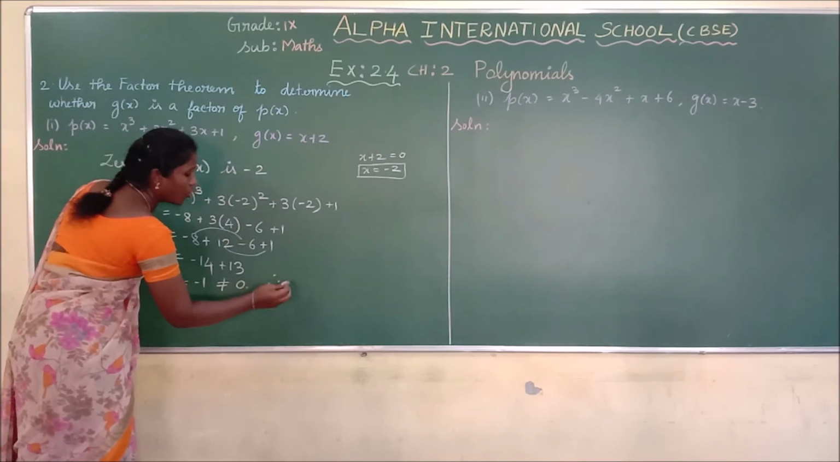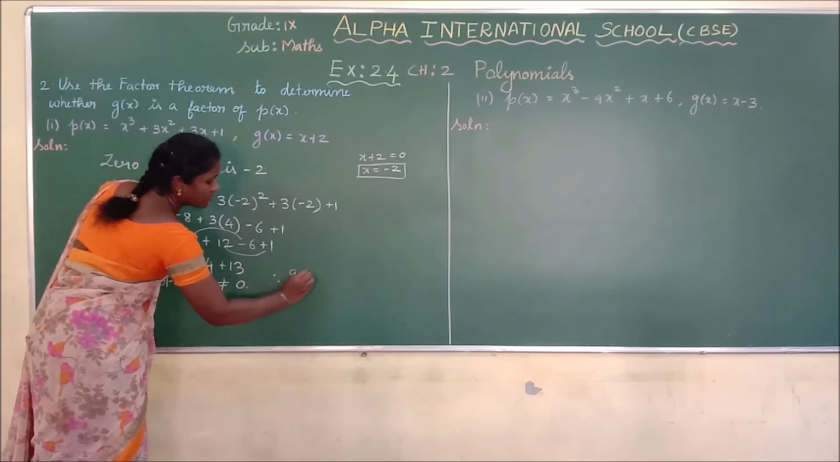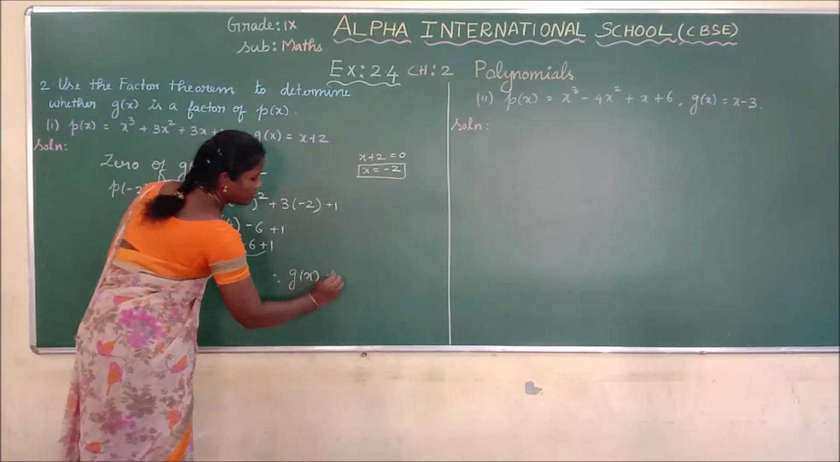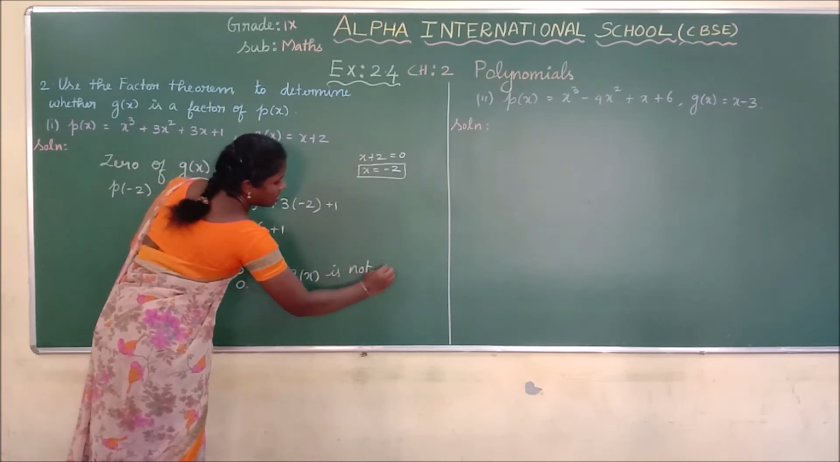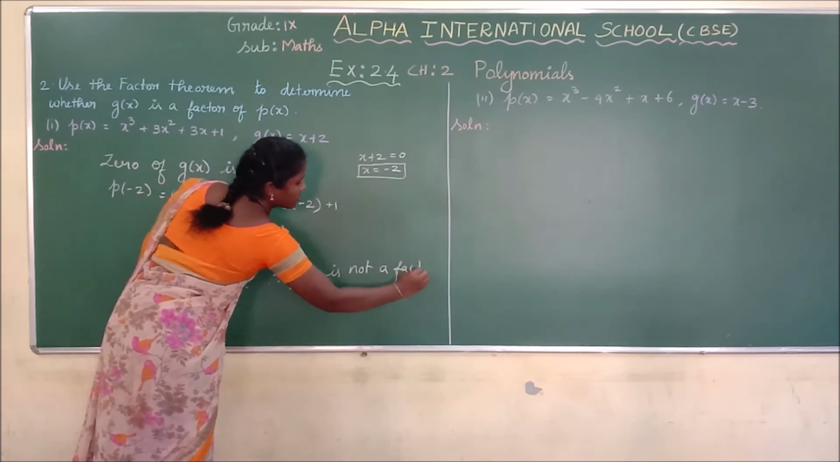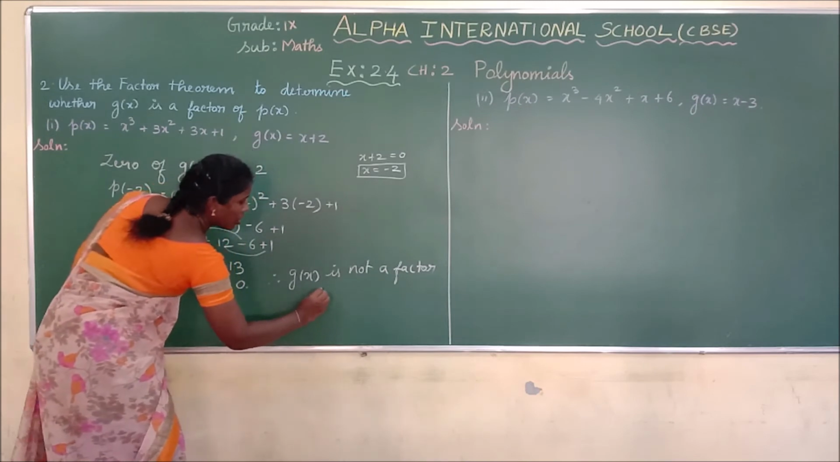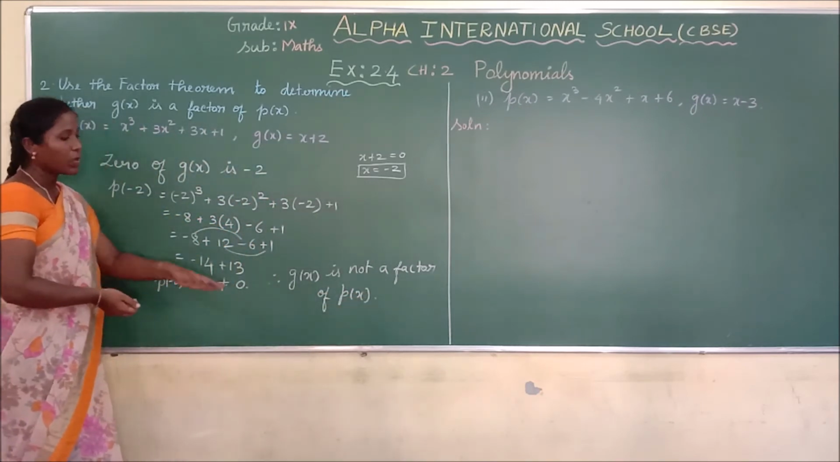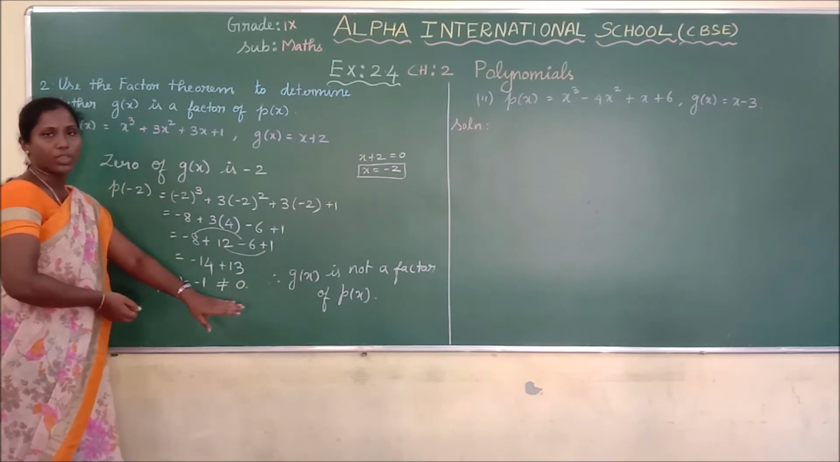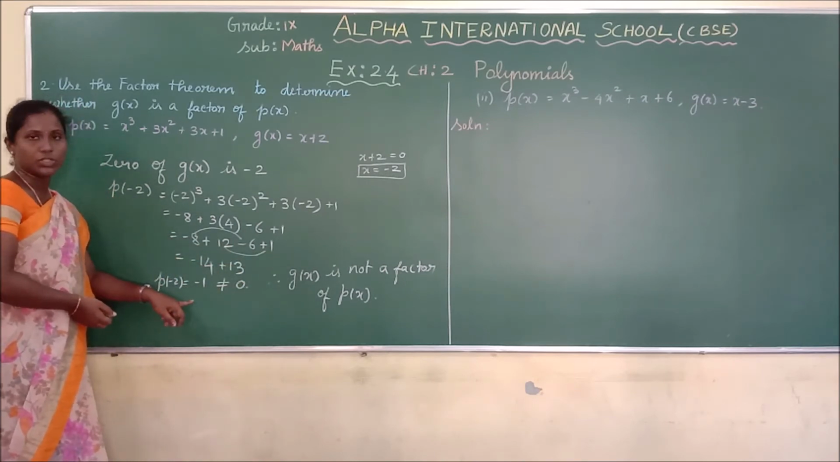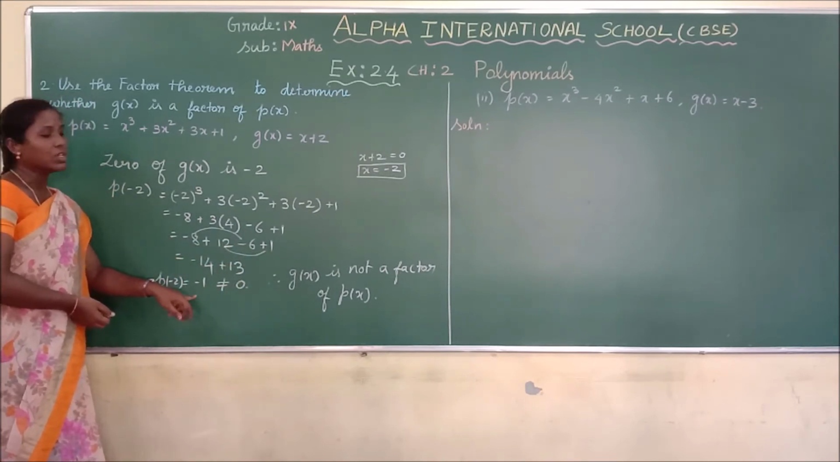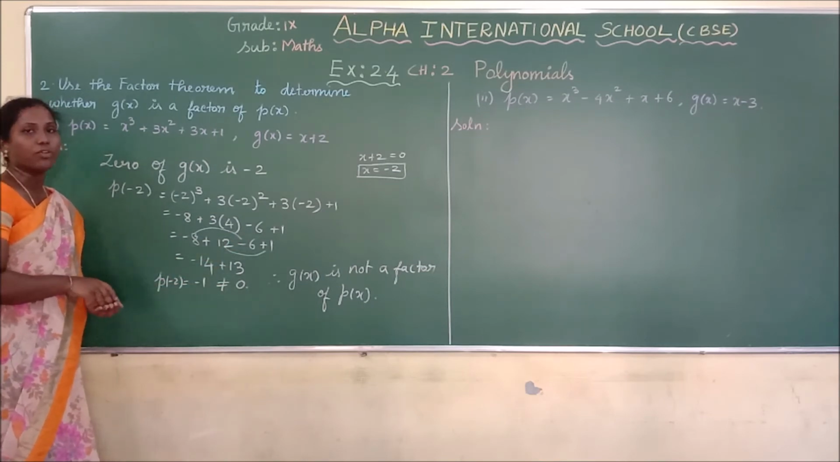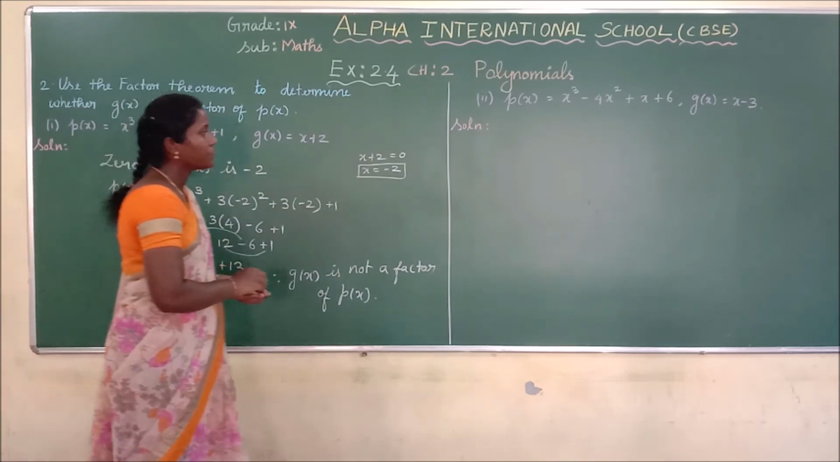So therefore g of x is not a factor of p of x. Okay, have you understood why g of x is not a factor of p of x? Because the remainder is not equal to 0, and we got the remainder minus 1. So it is not a factor of p of x. Come to the next problem.